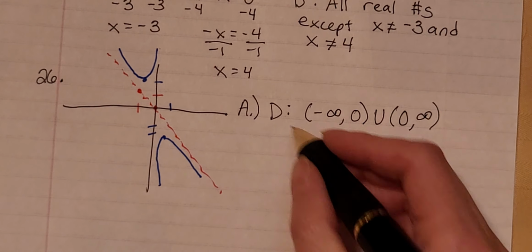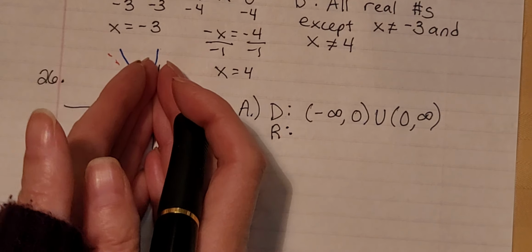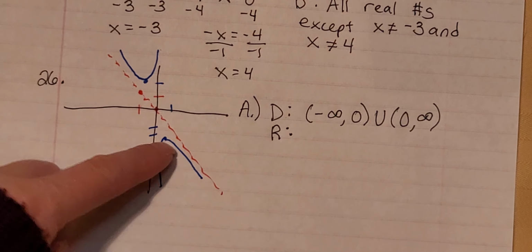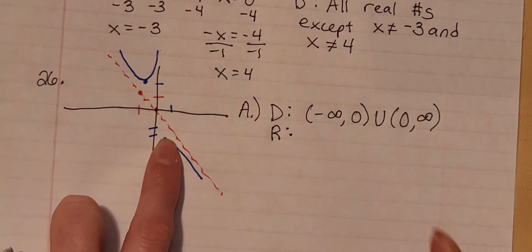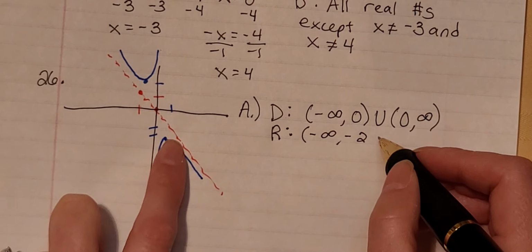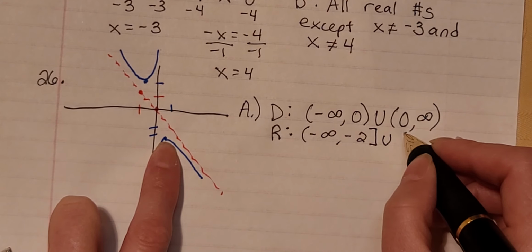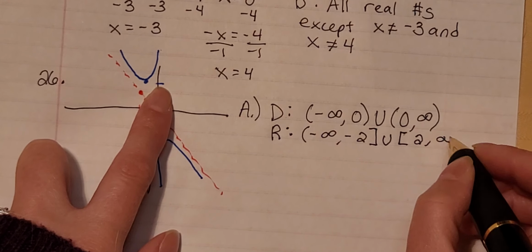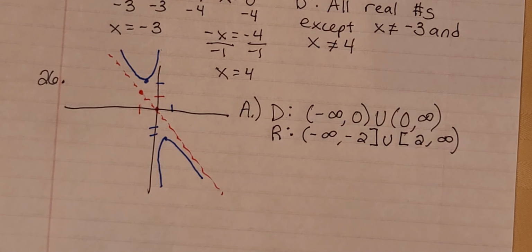And then it asks for the range. So the range would be the y-axis. So you're going to need to know that point there. So it's going to be negative infinity up to this point here, which would be -2. And since it includes that, because it's a solid, you're going to get a bracket, union, and then the next one is going to be 2 to infinity. Okay, so there is A.